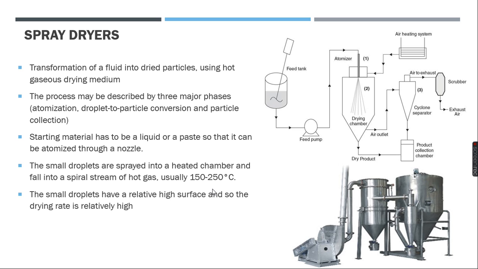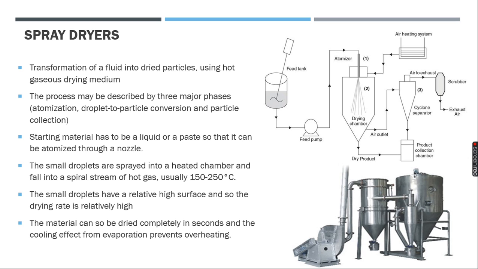So small droplets have relatively high surface area, so they are drying very easily. And finally, after the drying process is over, we need to collect it. But two things here you need to know: the small droplet is always preferable, so you'll have high surface area, very fast drying, and it will be completely dried within seconds. And evaporation actually prevents overheating, because as it is evaporating from the surface, it will cause a cooling effect. Latent heat is being utilized, so your material will remain at a comparatively low temperature even in the hot air or gas environment.